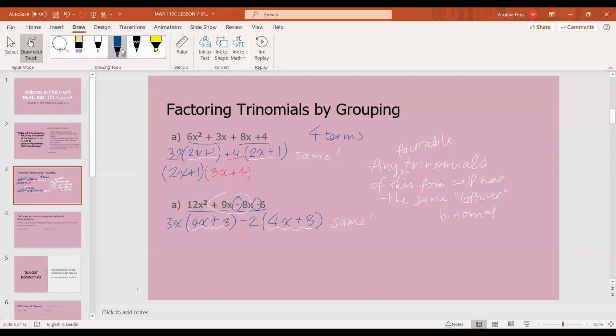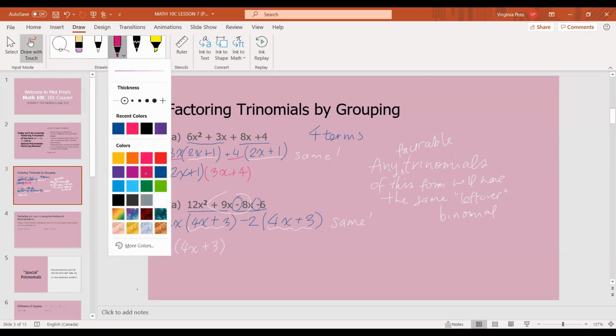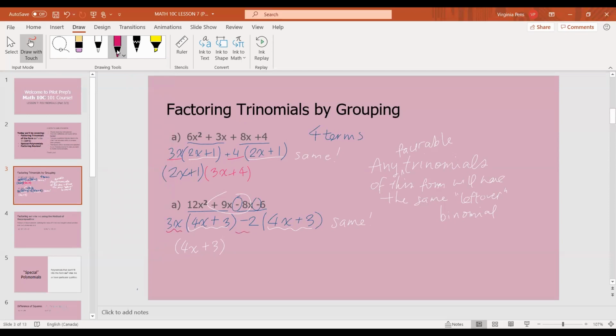Once we've taken out these common factors, we can now take out the 4x plus 3. And with the remaining 3x minus 2, we can also group those two together. Not group, but put them in the same binomial. And with that, we're done. Yay, we're done. That's what it looks like once it's been factored.